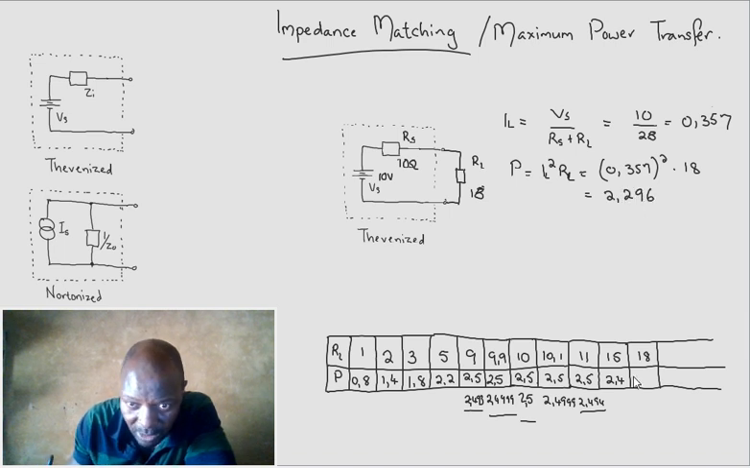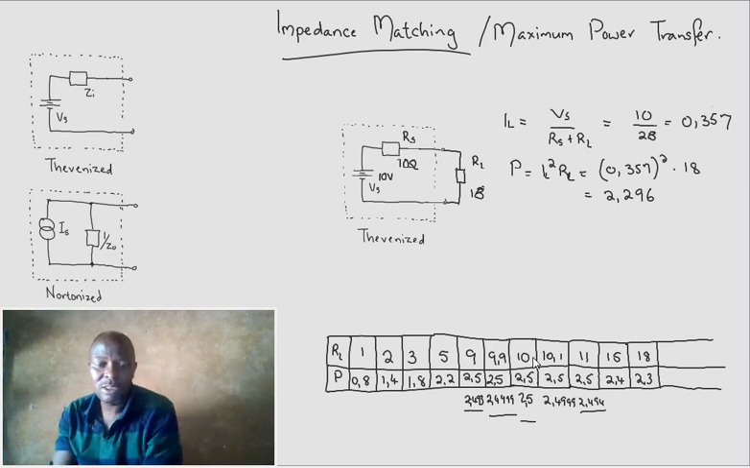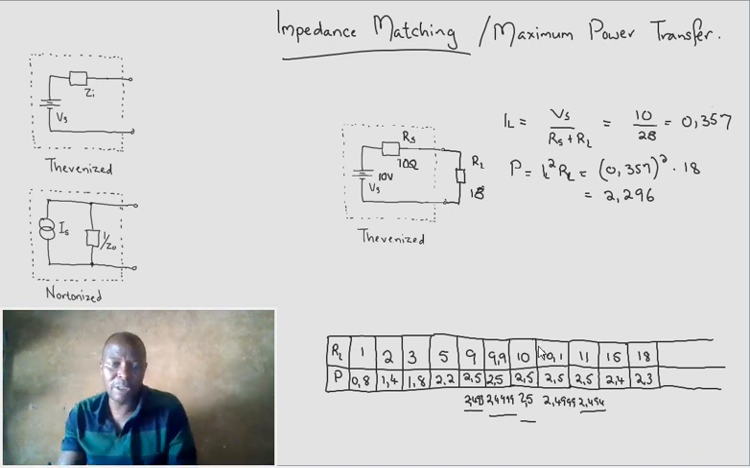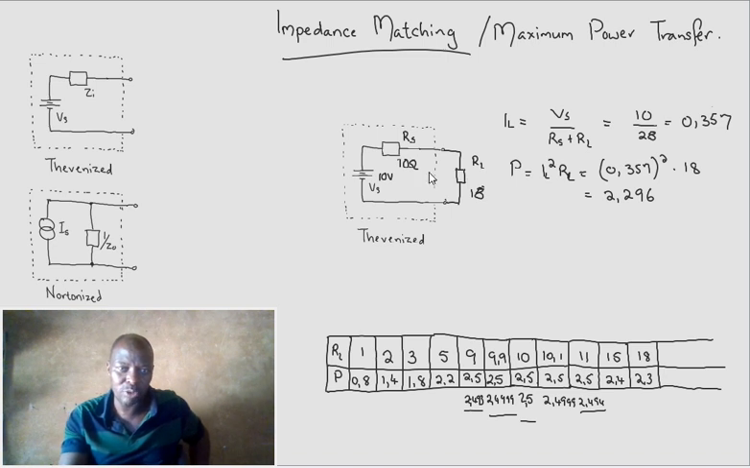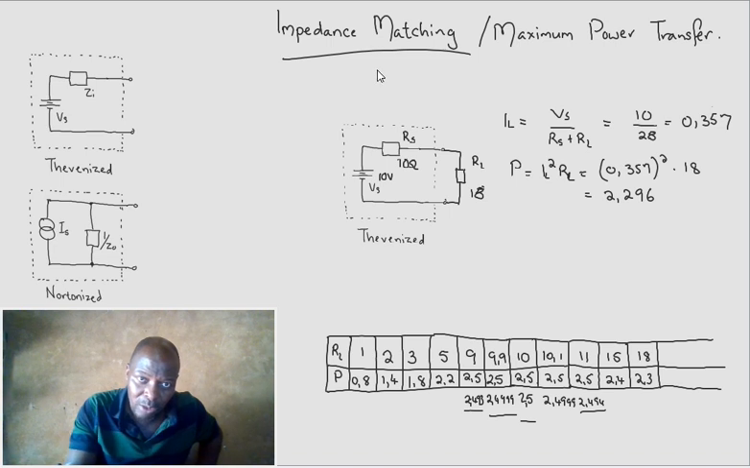We say impedance matching because when it was 10, it was matched. Impedance matching is basically making your load resistor equal to your system impedance, what we would call R Thevenin or R Norton. I want to call it R Thevenin because I'm going to match with Norton as well. This is the system impedance.